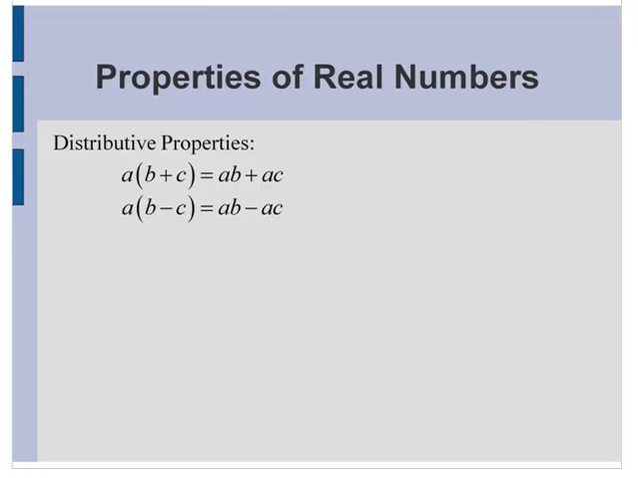Next we have the distributive properties. What this tells us is that if we have a number being multiplied by the sum or difference of numbers, that number on the outside can be distributed into each of the terms within the parentheses. So a multiplied by the quantity b plus c is a times b plus a times c, and similarly a times the quantity b minus c can be written as a times b minus a times c.